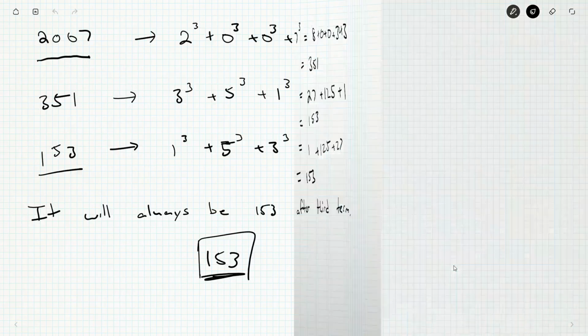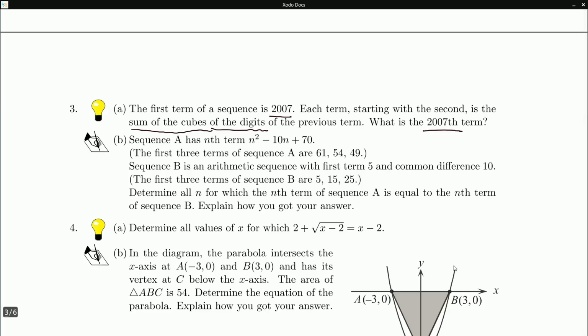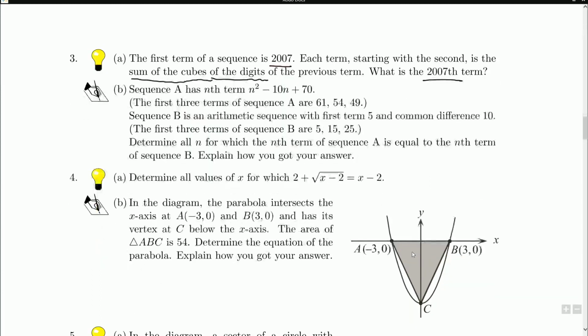Our final answer is 153. That's what it's going to be. That'll be the 2007 term. That'll be the billionth term. Okay, what have we got for B part?